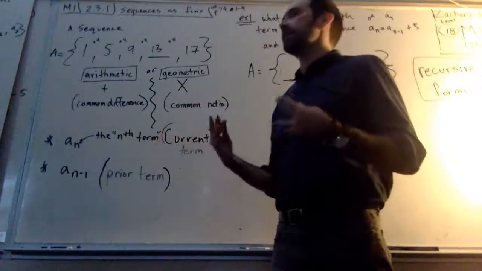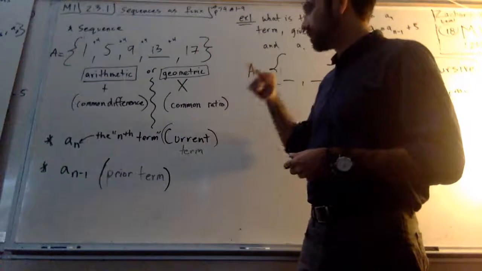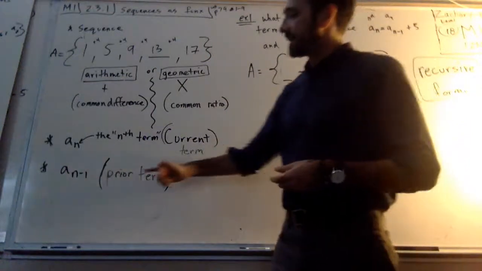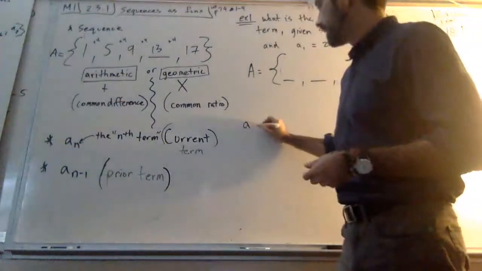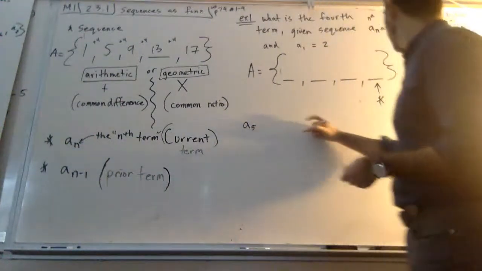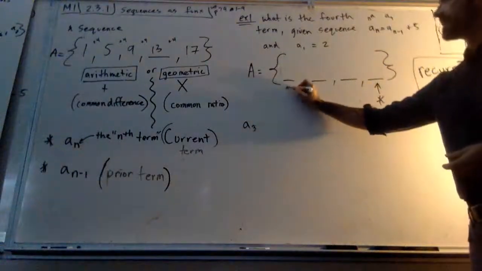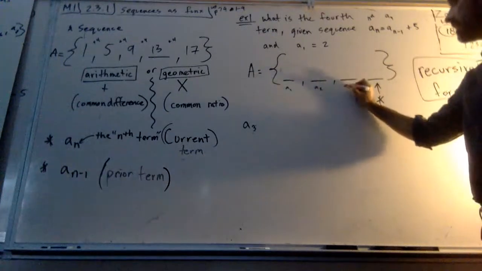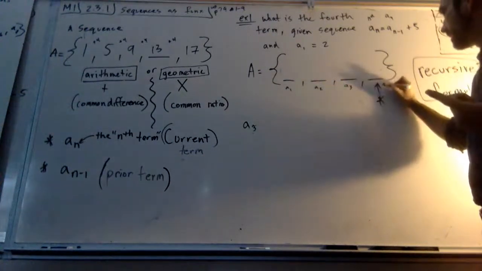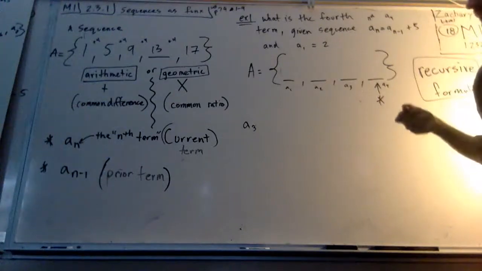So the nth term is what we're seeking, what is the current term. And this just means, look, if this is the 5th term, or 3rd term, here's A sub 1. What's this? A sub 2. A sub 3. A sub 4. You see, we're just numbering the terms.